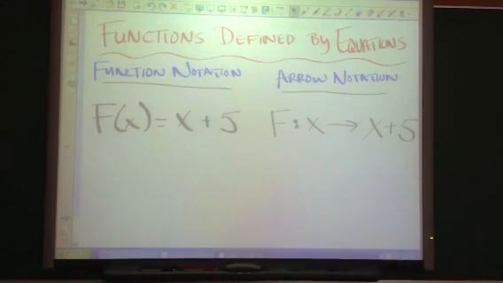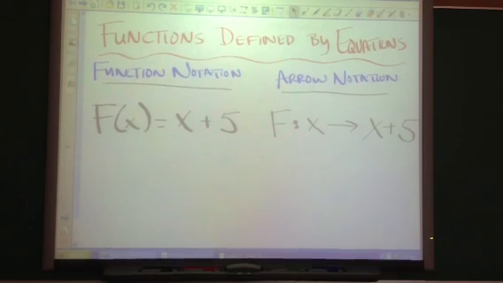We have seen functions already defined by graphs, whether it's a broken line graph or a bar graph. Today we're going to look at functions defined by equations. All right, as you see, we've got what we call function notation and arrow notation. It's just a way to assign our specific function.